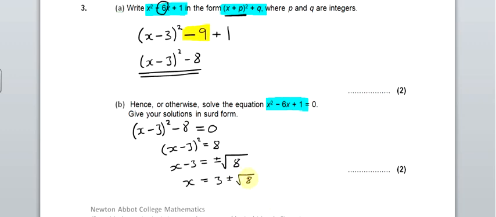Finally, you can simplify the surd. I don't think it's required here, but we'll just do it anyway. Root 8 is root 4 times root 2, and root 4 is 2, so it's 2 root 2. So in simplest form, our two values of x are 3 plus or minus 2 root 2, and there's two solutions there written as 1.